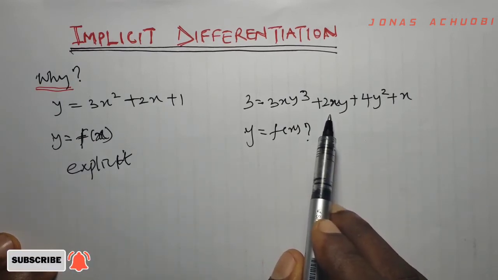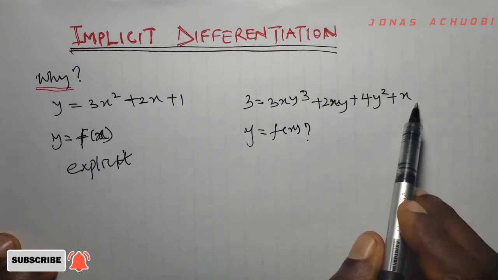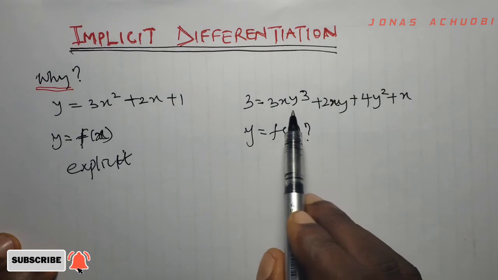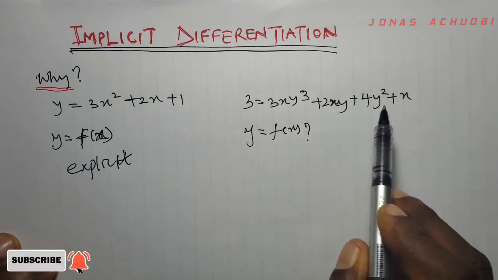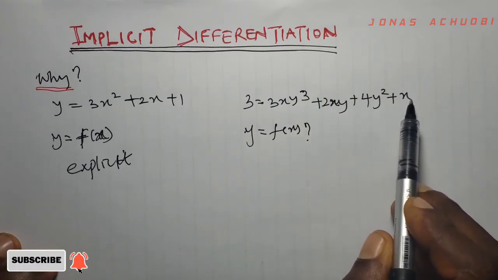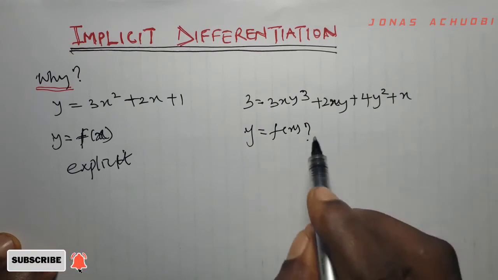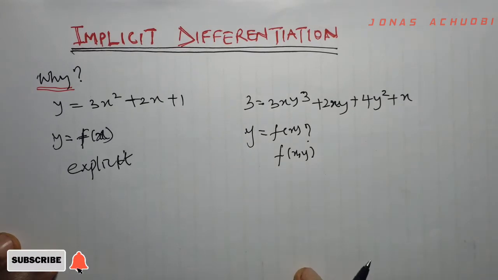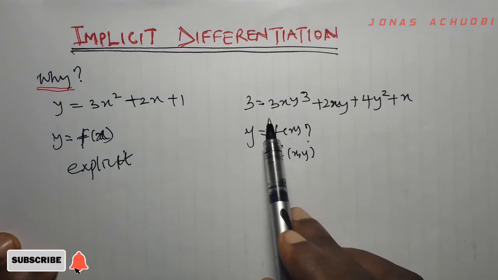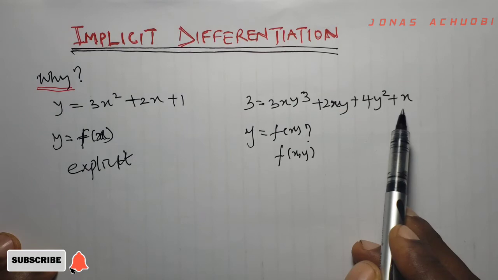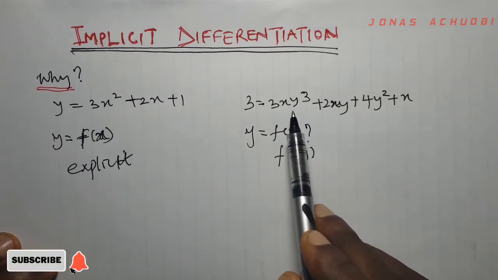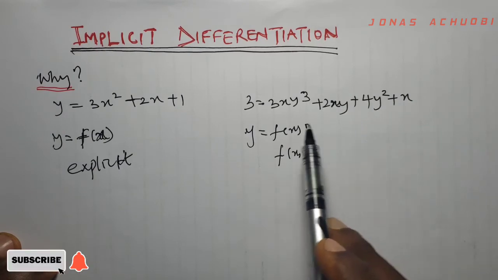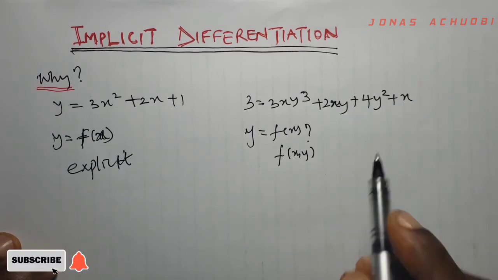We observe that in this function, the right-hand side is a mixture of x and y: 3x y cubed plus 2xy plus 4y squared plus x. So you observe that the right-hand side is actually a function of x and y. So if a function is expressed in this form, where the variables x and y are mixed on one side, we will now say that the function has been written implicitly.